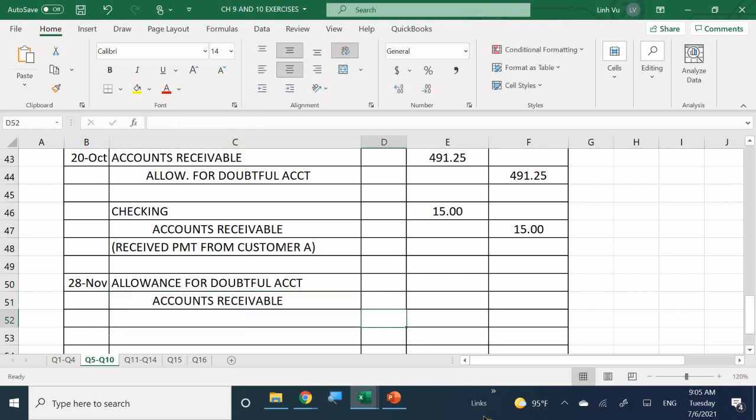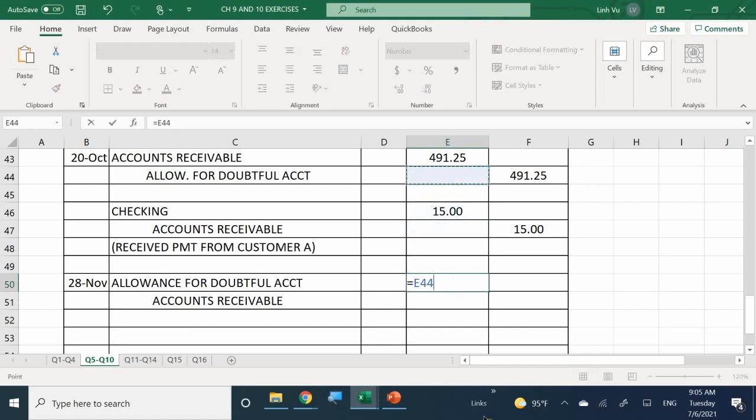All right. So in this case, how much does customer A owe me now? The $491 minus the $15. Correct. Gives me how much? I don't have a calculator with me right now.